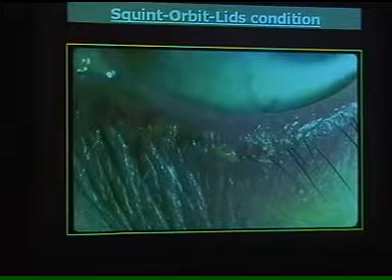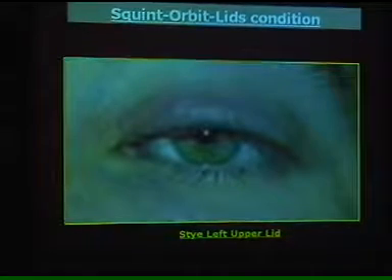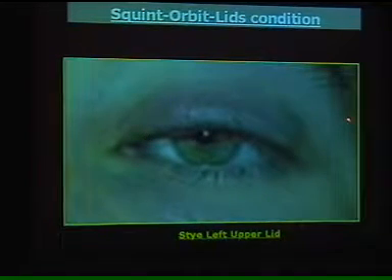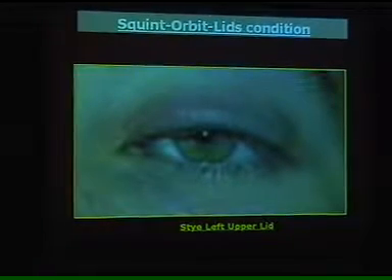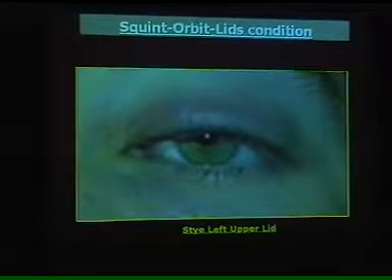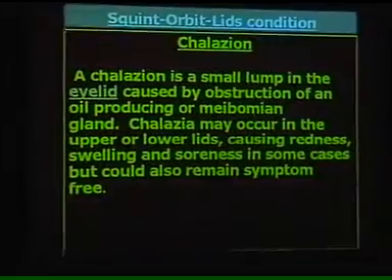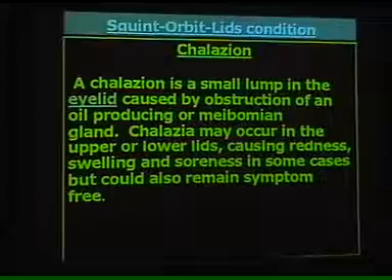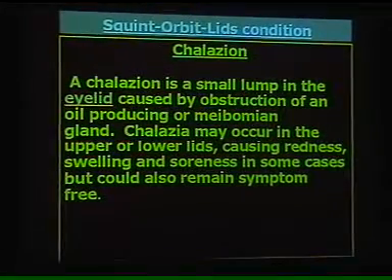They heal by themselves. Nothing is required. The body's defense system controls it. But in advanced stages, they can actually cause painful swelling of the lid. In the upper lid, with each blink, they can cause painful movement of the lids. And chalazion is the problem with the meibomian gland, the oil or fat secreting gland.